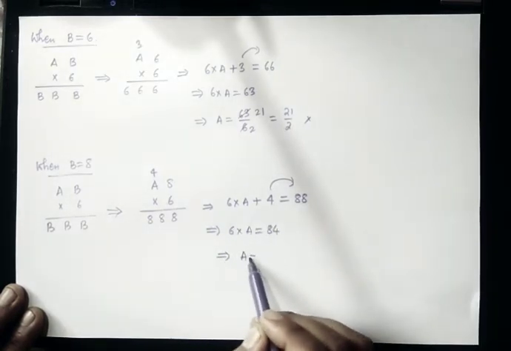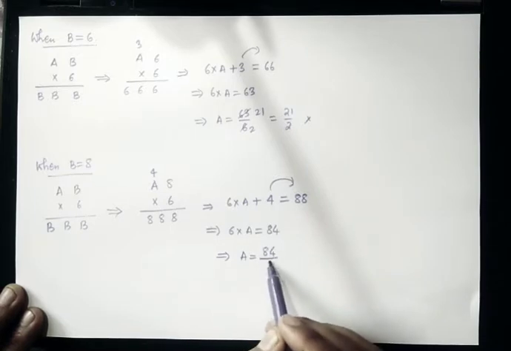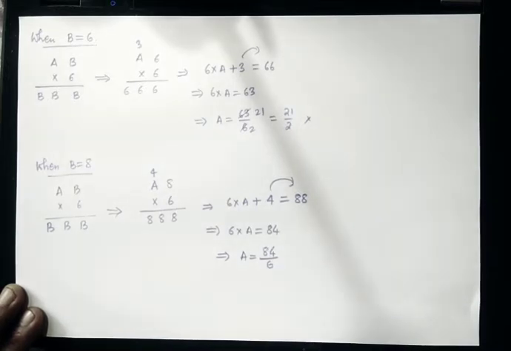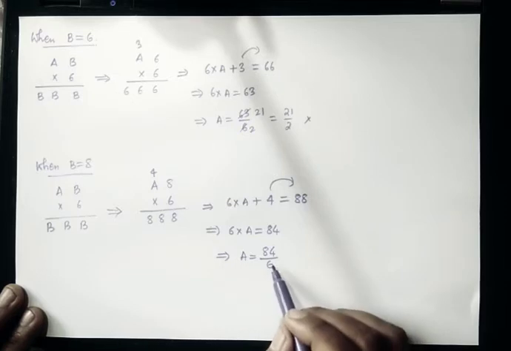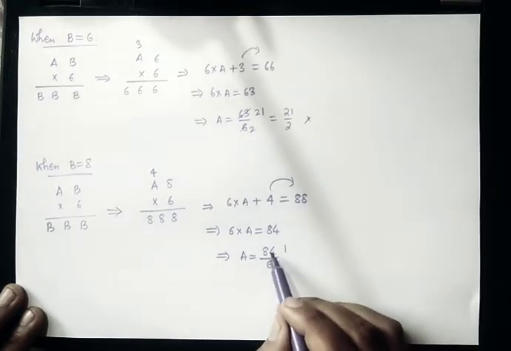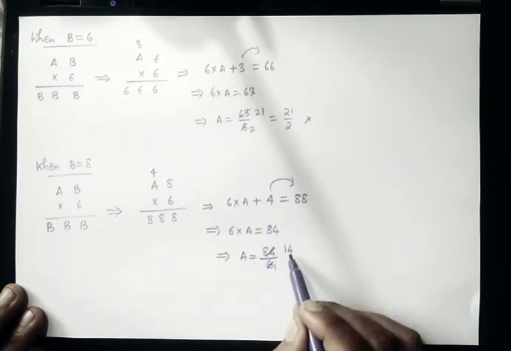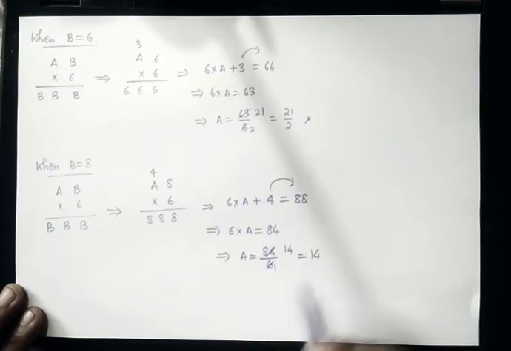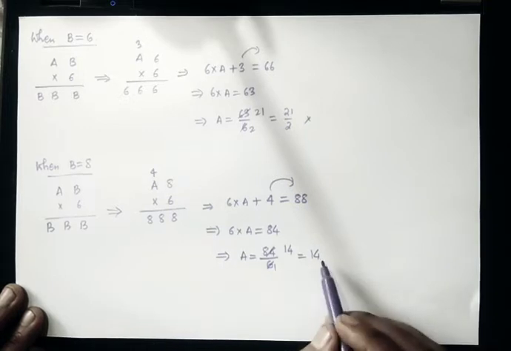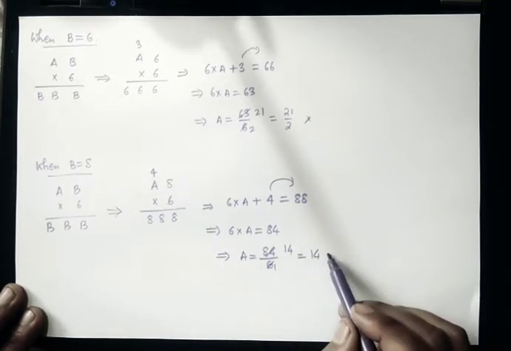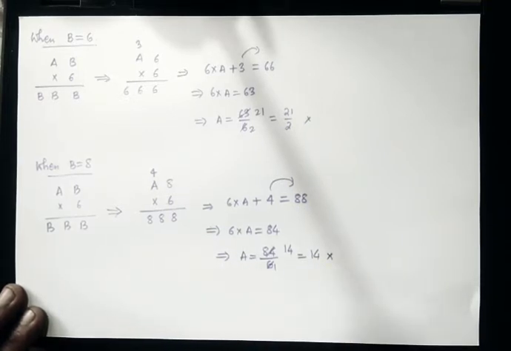A is equal to 84 by 6. Yes, so let's do the cancellation. So 6 ones are 6, 2 is carried over, 24, 6 fours are 24. And we are getting A to be a whole number, which is 14. Again, we know that A is not a double digit number, it is a single digit number. Again, we cancel this also.